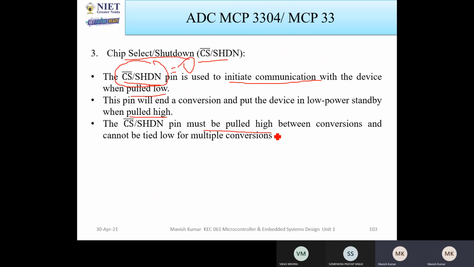This pin must be pulled high between conversions and cannot be tied low for multiple conversions. So if you want to convert, first of all you have to pull low the CS bar or SHDN pin, since this is an active low signal. Whenever the conversion has ended, you can pull it high so that it is in deactivated mode.